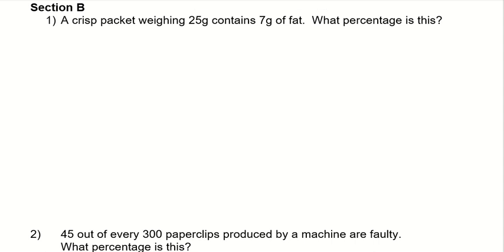In this video, I'm going to show you how to find one quantity as a percentage of another. Another way of saying that is finding one amount as a percentage of another. So let's focus on this question to start off with. A crisp packet weighing 25 grams contains 7 grams of fat. What percentage is this?